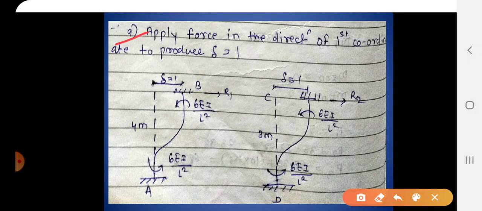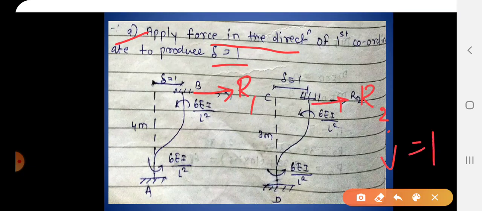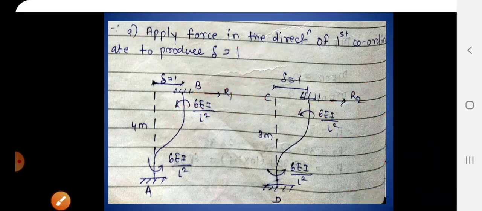Part A, delta. The first redundant is delta. Therefore, apply force in the horizontal direction to produce delta equal to 1. On similar lines, you can always find R1 and R2. Here J is equal to 1. Therefore, S11 will be R1 plus R2. Then S21 will be this moment and S31 will be this moment, minus 6EI delta by L square, putting the respective values.